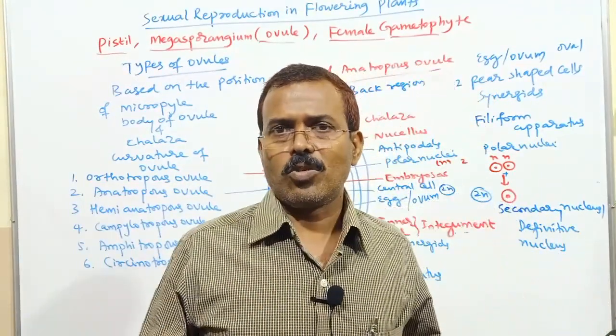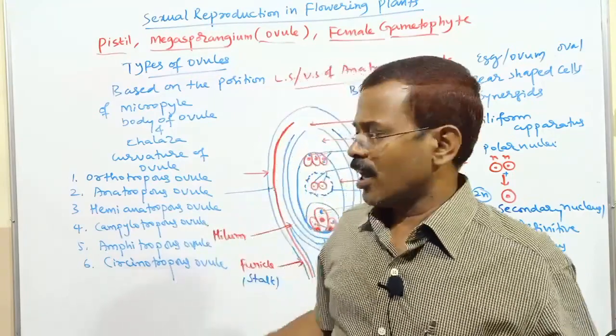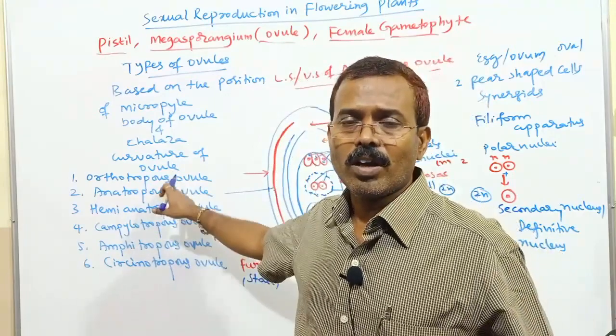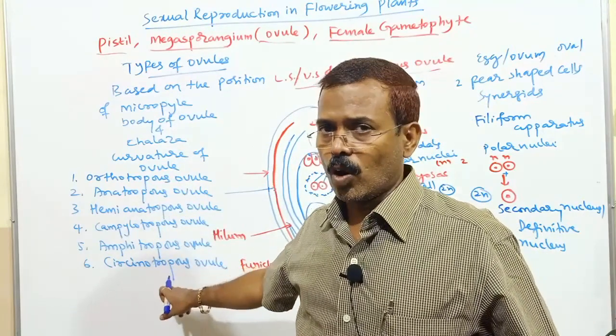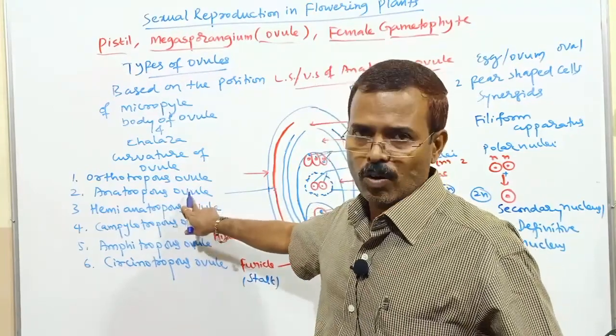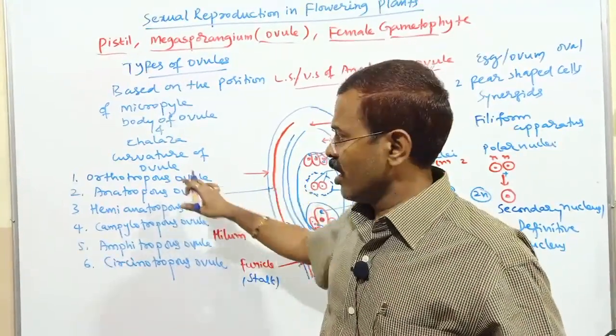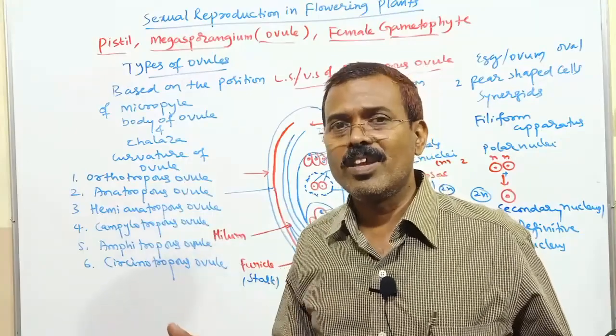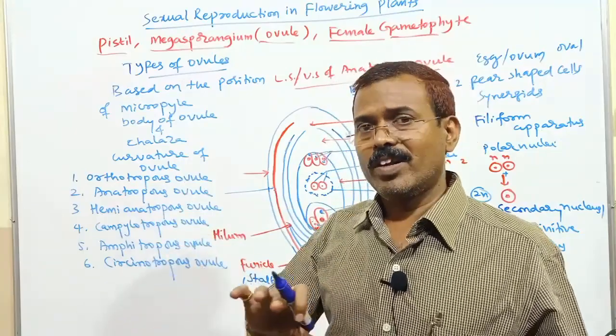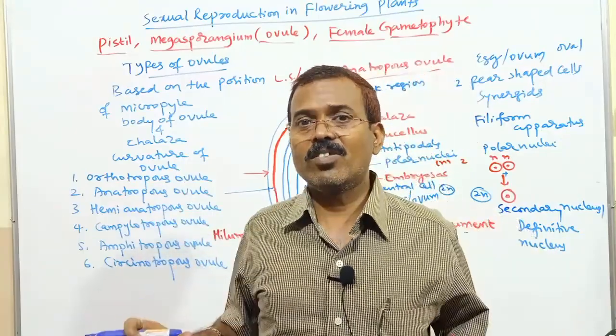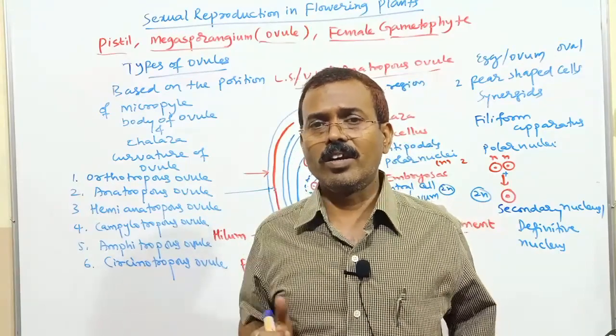In the next class tomorrow, we will briefly learn the meaning of all these 6 types of ovule. Already one type, the anatropous ovule, we have learned, and its structure also. The other 5 types, the meaning of these terms and the degree of curvature of these ovules, all that we will learn tomorrow.